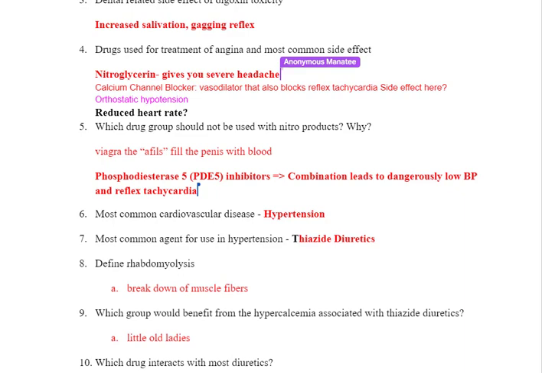Good. Calcium channel blocker. So this isn't correct, because even though orthostatic hypotension is true, calcium channel blockers are used.